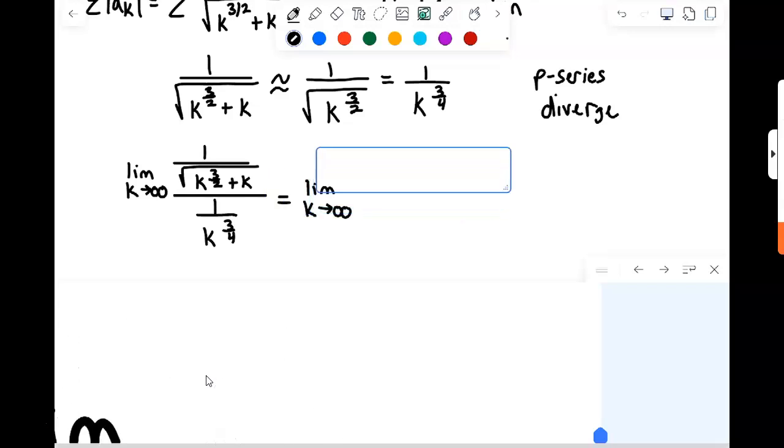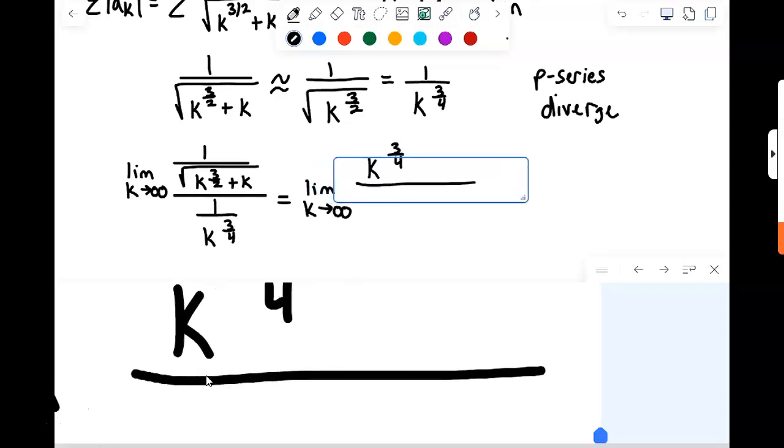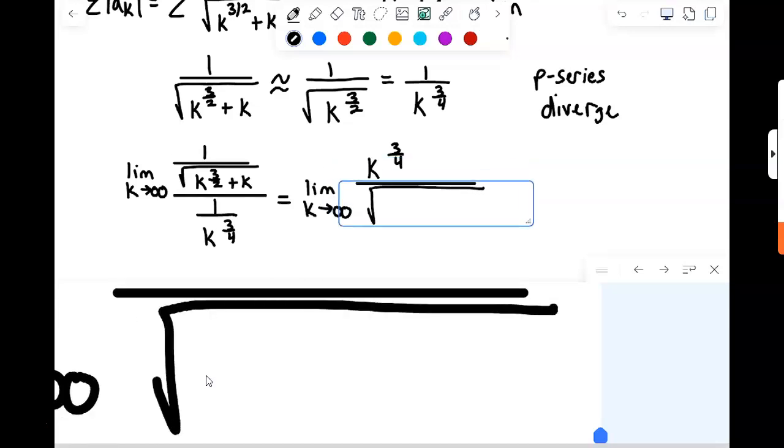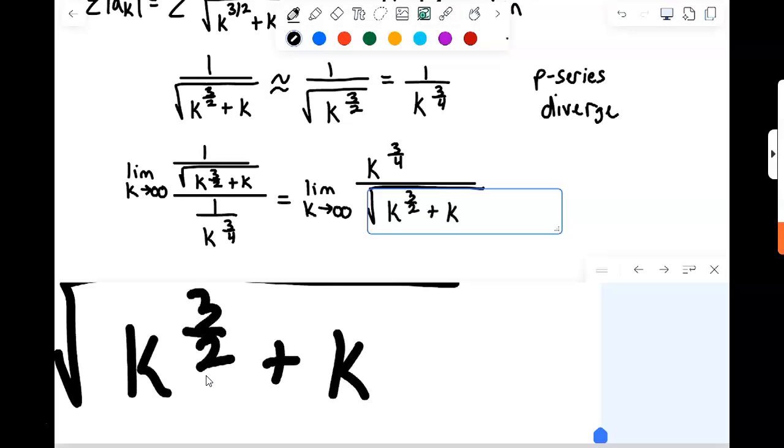k to the 3/4 will jump up top. And we have a limit to work with here now. Now, this is an infinity over infinity limit. So you have the option in your back pocket of trying L'Hopital's rule.